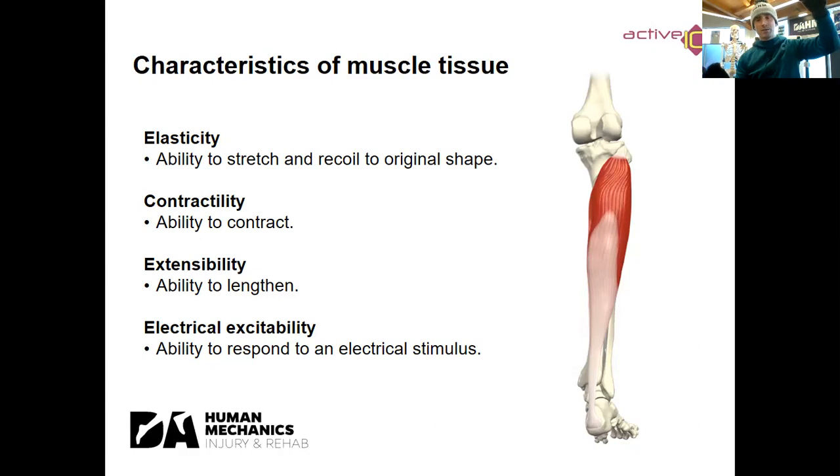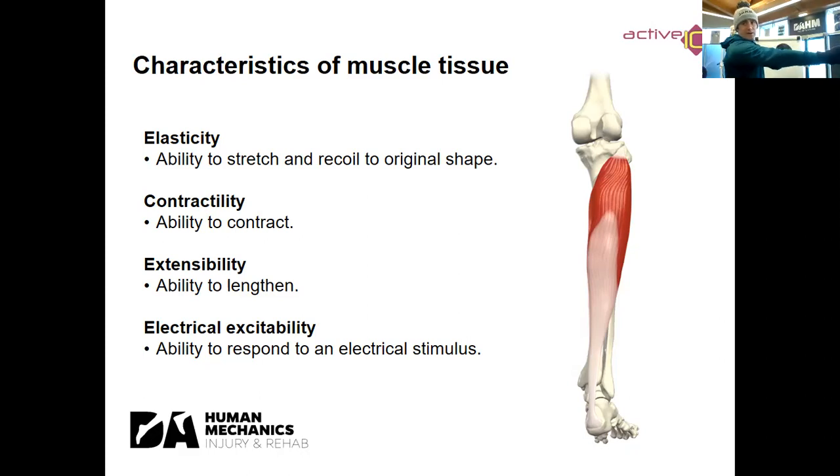Muscles need to have extensibility, so they need to have the ability to be lengthened. And remember, muscles only contract, and when they contract, they only contract short. And that's how our lever system works. So when we have extensibility, the muscles don't lengthen themselves. A muscle is lengthened via the opposing muscle shortening.